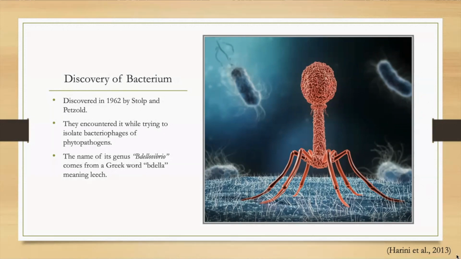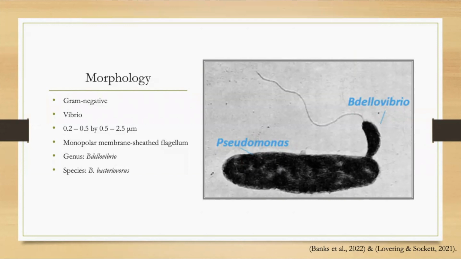The morphological characteristics of Bdellovibrio are that it's a gram-negative bacterium, and its shape is vibrio, as referenced in its genus name, meaning it's a comma. The cells of the bacterium are pretty small, 0.2 to 0.5 by 0.5 to 2.5 micrometers. So it's very small, and you can see the image right there as a perspective. It has a monopolar membrane-sheathed flagellum, which can actually reshape during prey invasion.